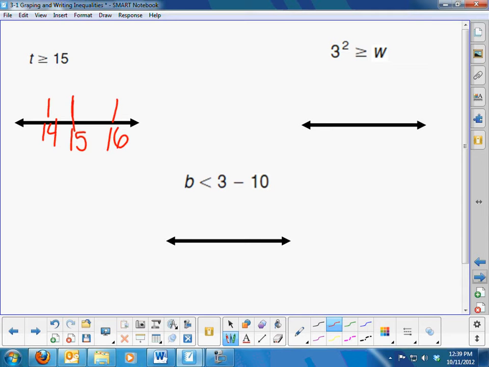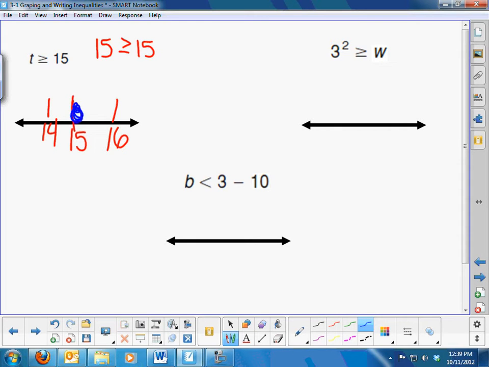Okay, so some of you might be used to drawing number lines that have a ton of numbers. Others of you, I think this is fine for what we're doing. Now I need to decide, I want to show all of the values that are greater than or equal to 15. So is 15 included in my solution set? Does 15 make this statement true? Yes, because 15 is equal to 15. Therefore, I want to use a filled in dot.